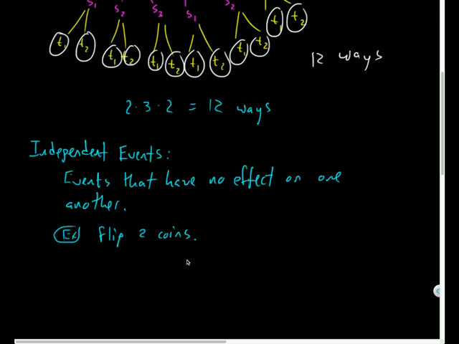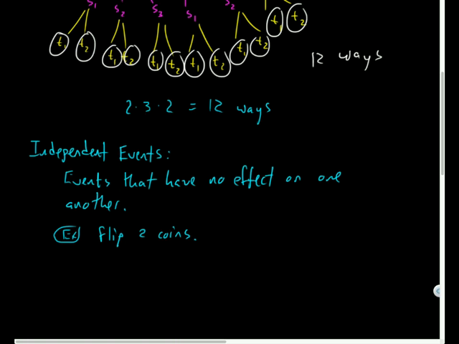Because I put the card back, the number of ways that it could happen the first time is independent of the number of ways the second time, right? It wouldn't matter. Or rolling two dice, or flipping a coin and rolling a die, right? Whatever decisions I'm making, the events are independent if they have no effect on one another.